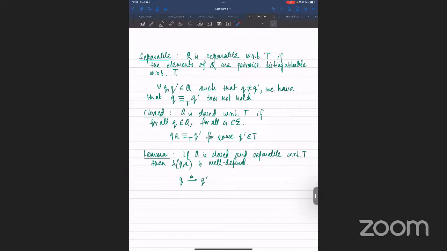Why? Because of the separability, right? Because I cannot have a Q prime which is T equivalent to QA, and I cannot have another Q double prime which is T equivalent to QA, because this is an equivalence relation, then these two have to be equivalent, correct? So there is a unique such Q prime which is T equivalent to QA. So this transition relation, if you consider a DFA, this is well defined. Okay.